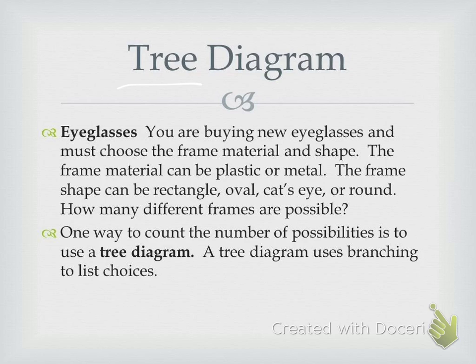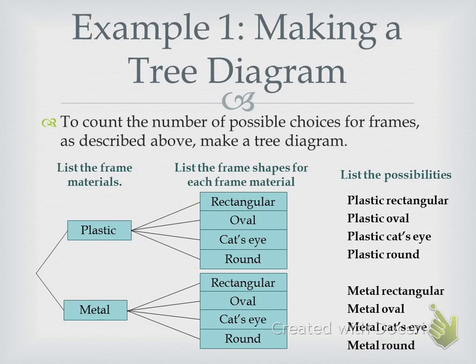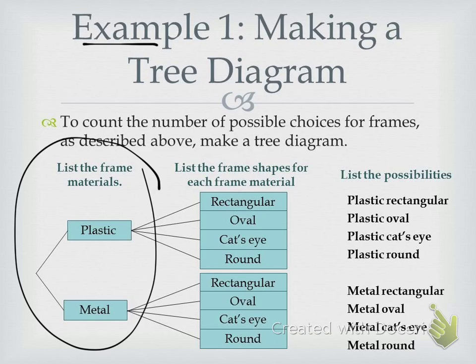All right, so what are my categories for this tree diagram? What are the categories that this problem gives us? The frame material and the frame shape. Okay, so this is what your tree diagram would look like, the setup. You have your first category, which is the frame materials. In your first category, you want to use the category that has the fewest number of options, okay? So that's why we start off with plastic or metal.